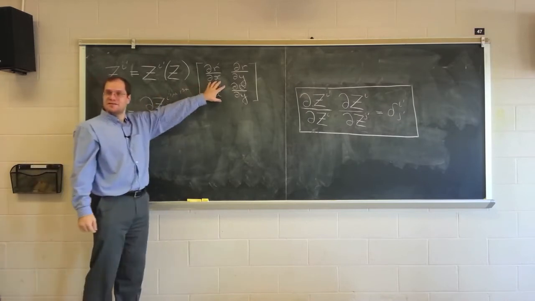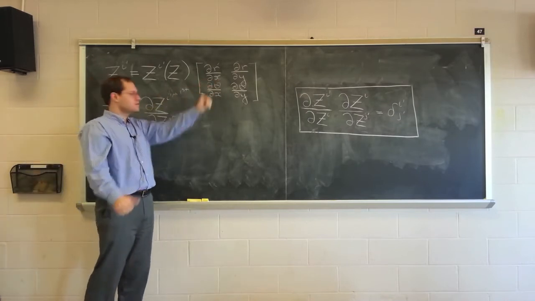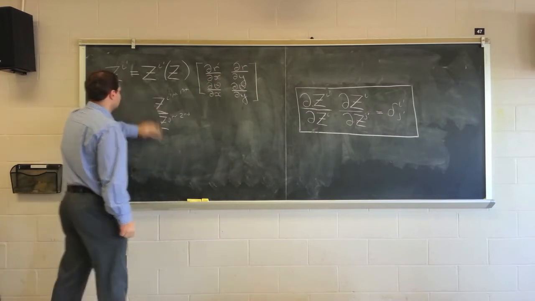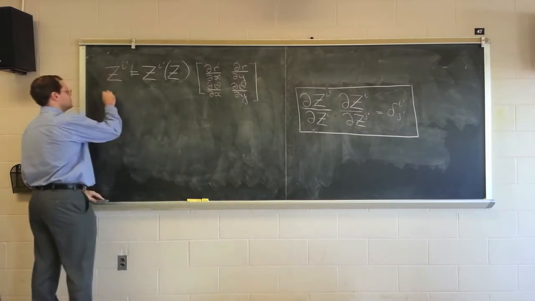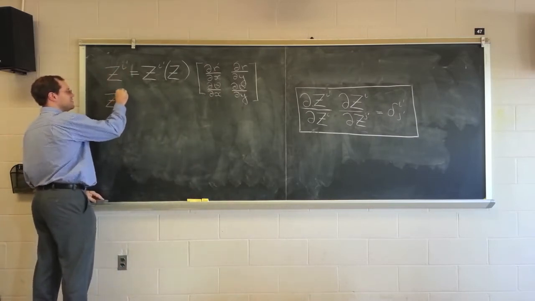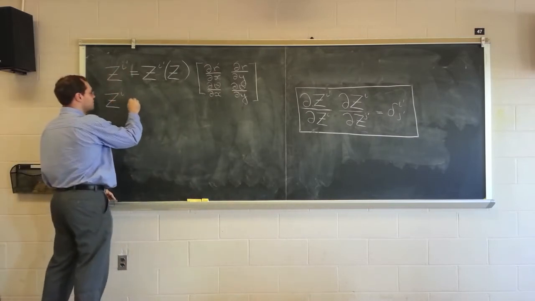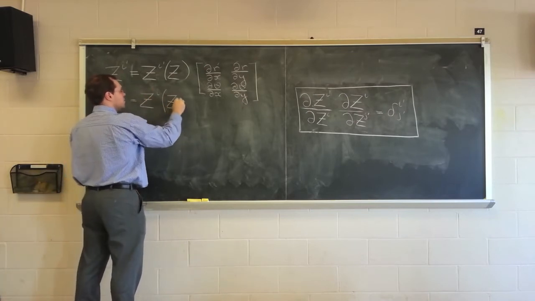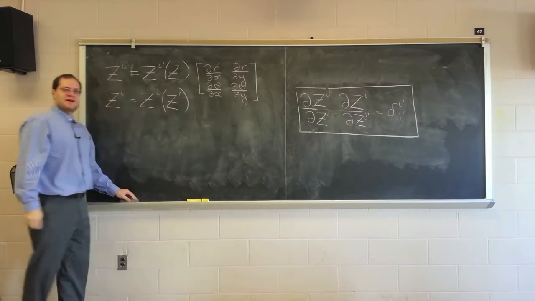So you guys buy that this is the Jacobian? Okay, great. Let's talk about the inverse relationship. The inverse relationships would read like this: z_i, which is x, y, and z, are functions of r, theta, and phi.